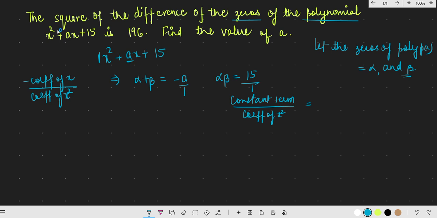Now the statement says the square of the difference. So we find the difference and the square. It says square of the difference. So we find the difference of zeros and square it. And then it is given as minus. Now how to solve this alpha minus beta?